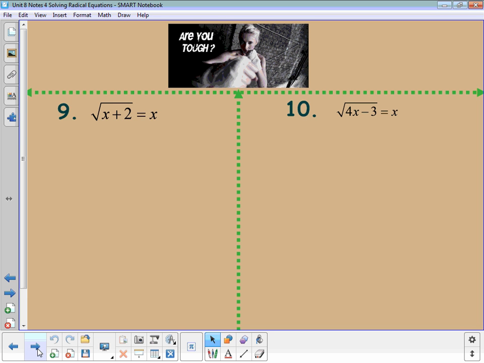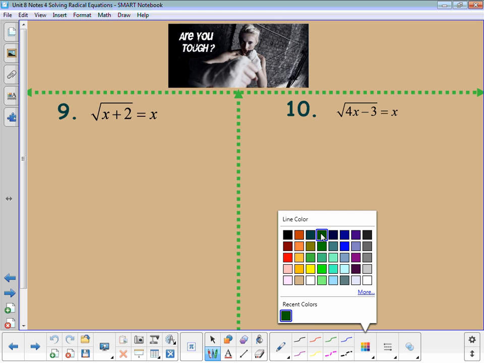Okay, so we've talked about how to undo a radical. We need to square both sides. So I'm going to start by doing that. To undo a radical, I need to square it. Now, the only time I can square when we're solving equations is if the radical is completely isolated on one side, which if you look in number 9, it is.